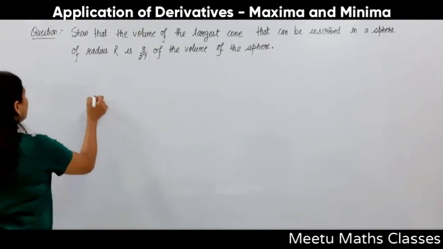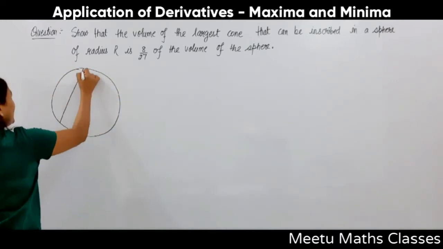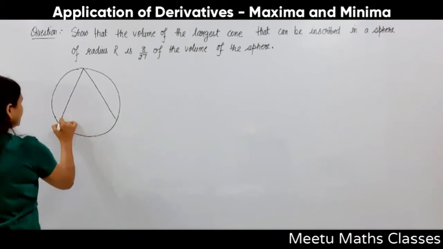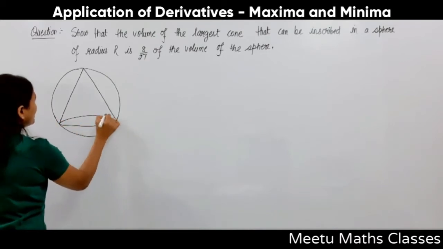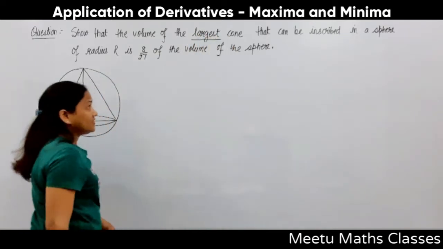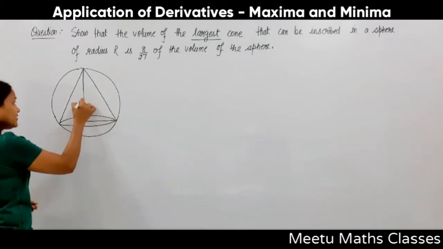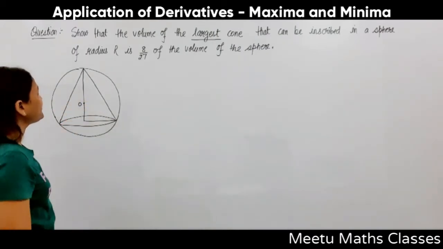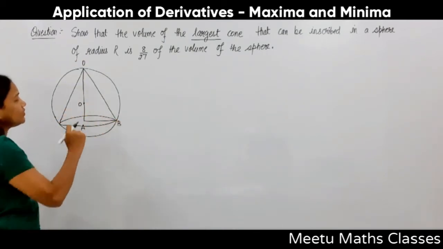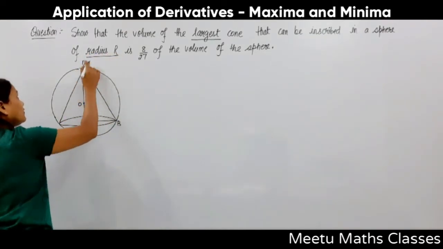So first of all, we are given that a largest cone is inscribed in a sphere. Since the cone is largest, the height of the cone must pass through the center of the sphere. So let O be the center of the sphere, then the height of the cone must pass through the center O. And we are also given that the sphere is of radius r.